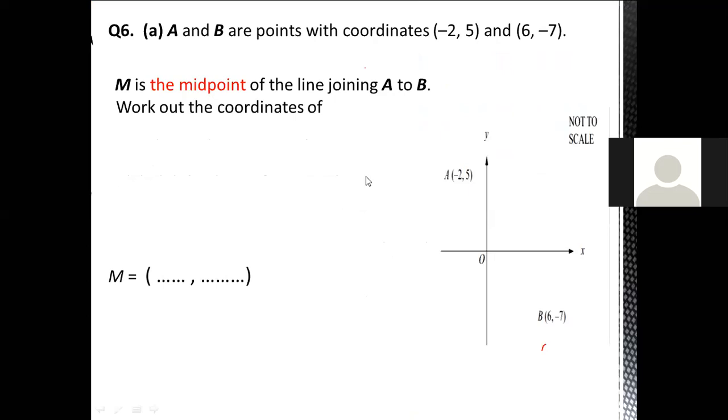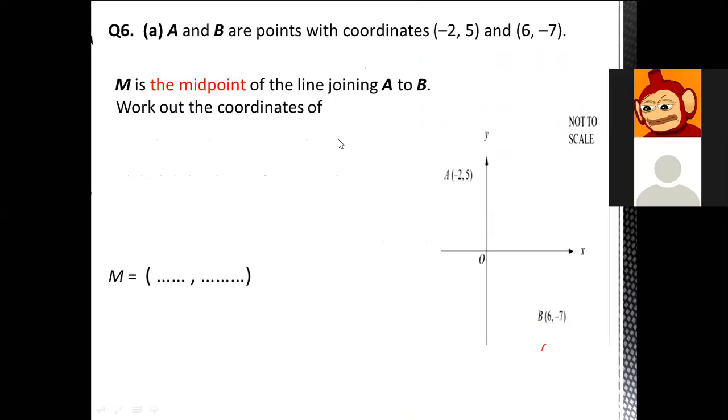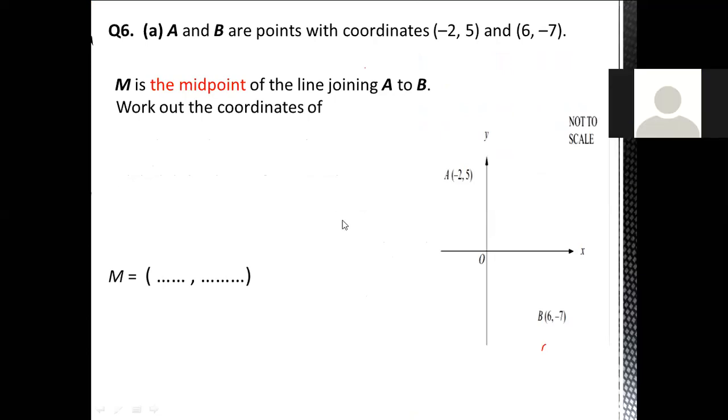A and B are points with coordinates -2, 5 and 6, -7. M is the midpoint on the line joining A to B. Work out the coordinates of M. How can we work out the coordinates of M? Your background is not a grid background, so it's not easy to find the midpoint from the graph. How can we find the midpoint then?